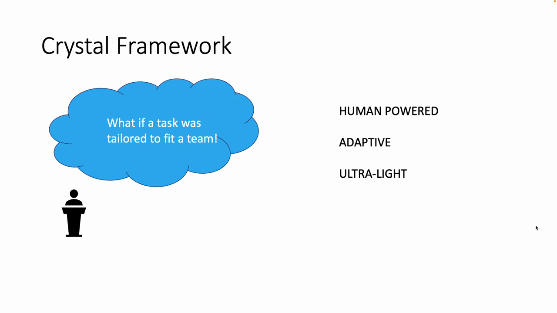They were human powered, meaning the project should be flexible and tailored to the needs and preferred work modalities of people involved. Adaptive, meaning the approach uses no fixed tools but can be altered to meet the team's specific needs. And ultra light, meaning the methodology does not require much documentation or reporting.